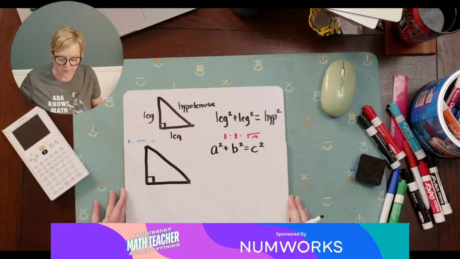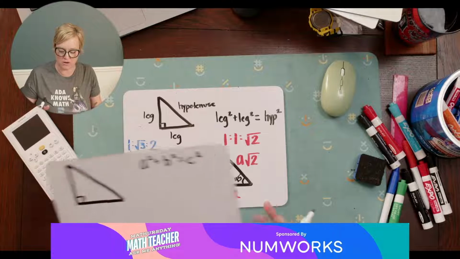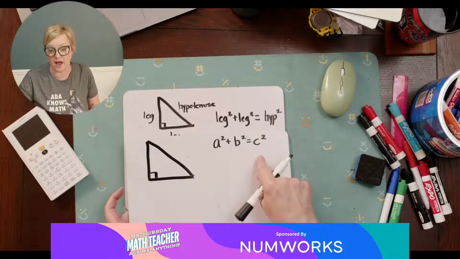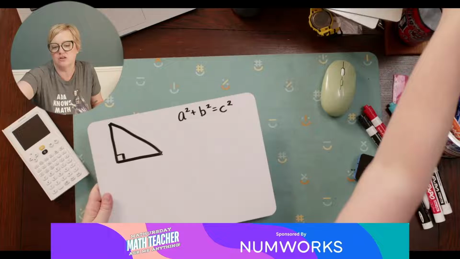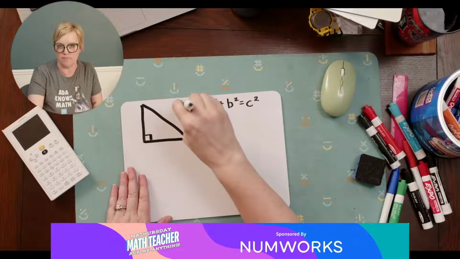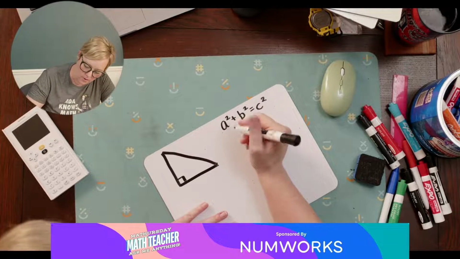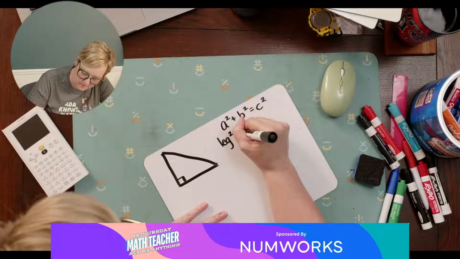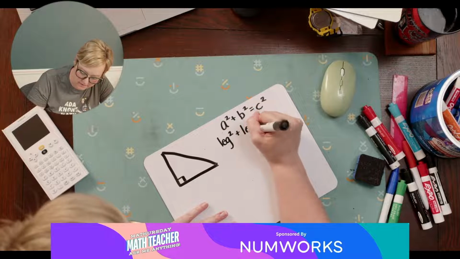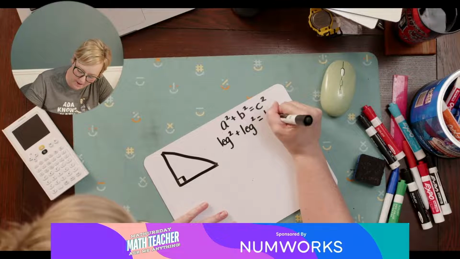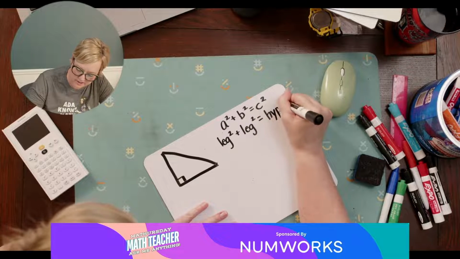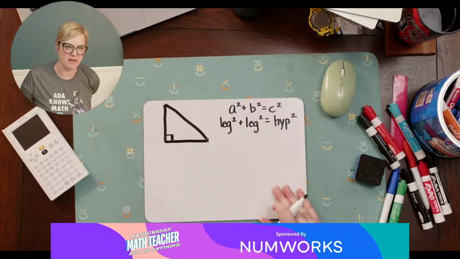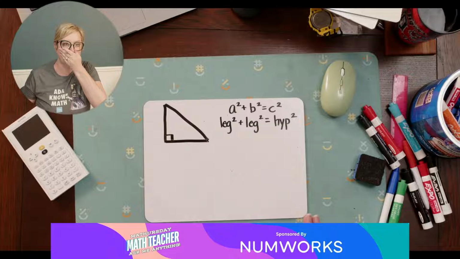For now, if we're just focused on the Pythagorean theorem, that's why I tend to stick with leg squared plus leg squared equals hypotenuse squared, because the letters don't really matter. So I'm going to say leg squared plus leg squared equals the hypotenuse squared. I just like to refer to it as the legs instead of A and B.